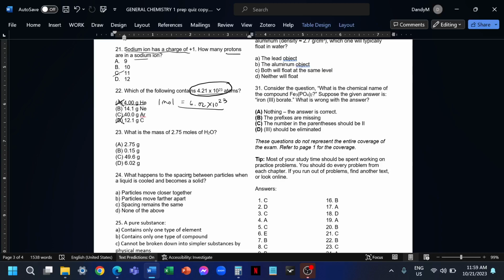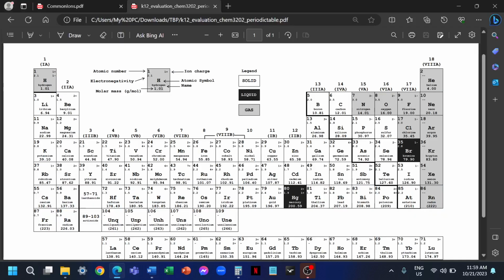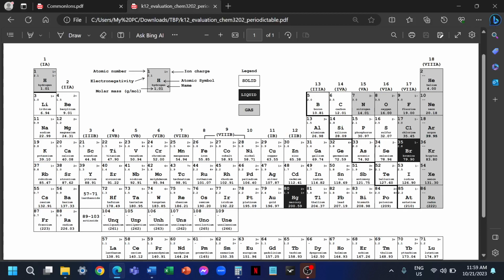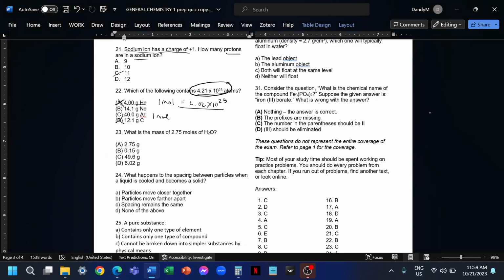Then also for argon, that is 40 grams. If you look on a table of elements, the molar mass of argon is also about 40 grams. So this is also 1 mole, and again, it's still closer to 6.02. So possibly here the answer would be neon, because for neon, the molar mass is 20.18, and this one is less than 1 mole of neon.